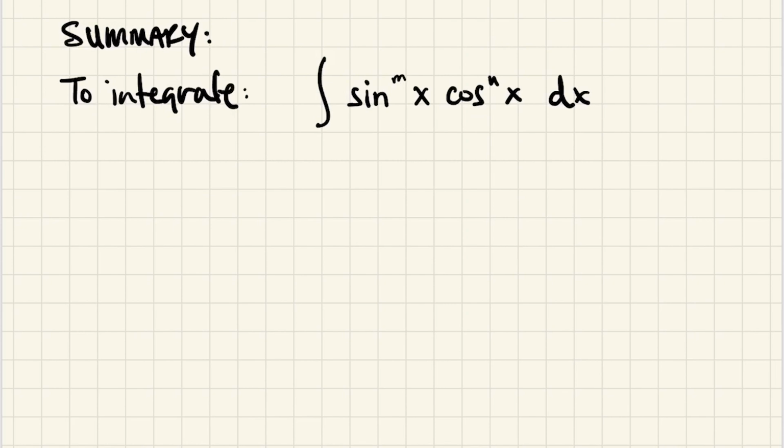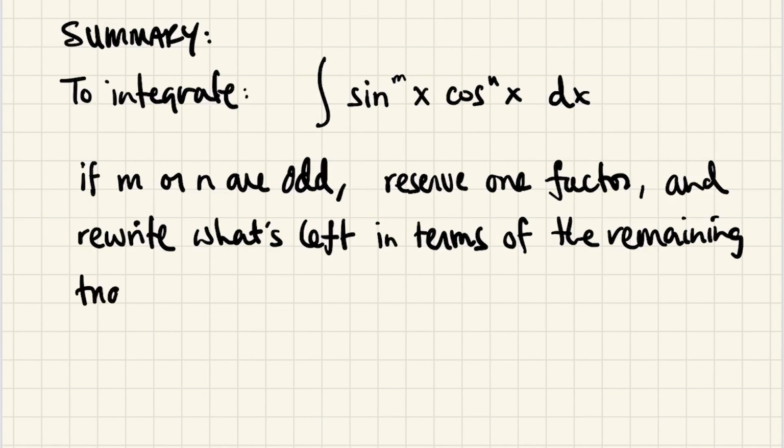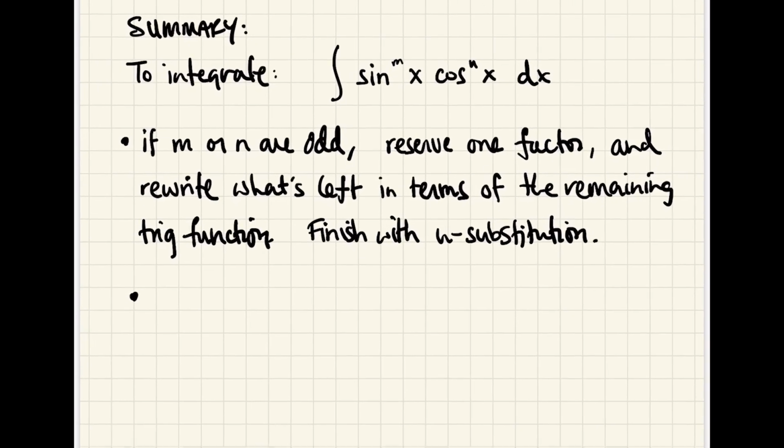So if either m or n are odd, we can do the thing we were doing, where we simply reserve a factor and convert what's left, which would be an even power, easily converting using a Pythagorean identity. Then we would finish with our u substitution. In the case where both m and n are even, that's when we use the half-angle identities.